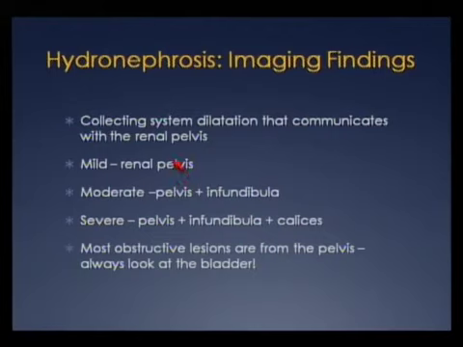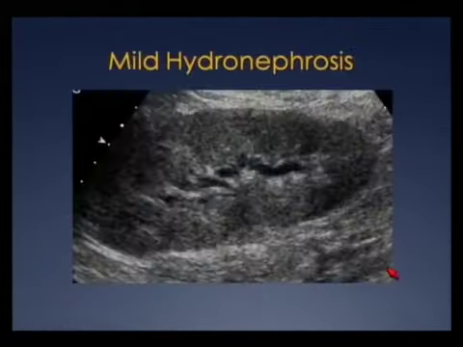So just sort of in this pattern. Sometimes the differentiation between mild and moderate to severe is difficult. That's okay as long as you're in the ballpark. And remember, if you see hydronephrosis, have the patient void. Look at the bladder, have the patient void if the bladder's full. Or you may actually find a lesion in the bladder. So most obstructive lesions are from the pelvis, so always look at the bladder in these patients.